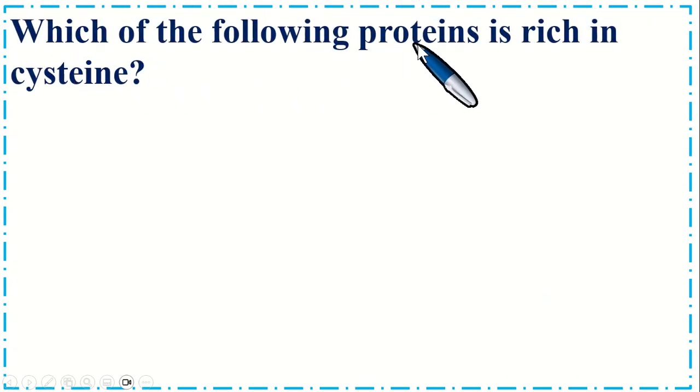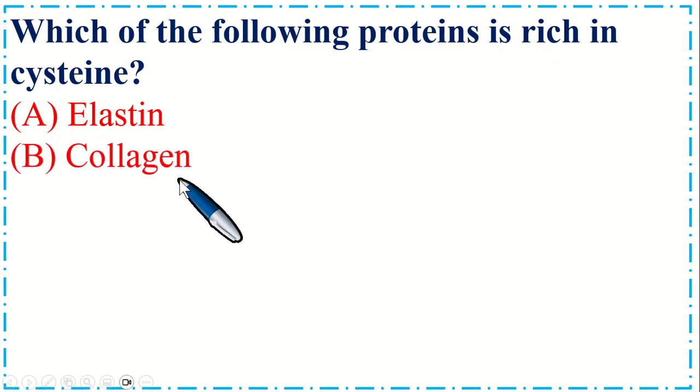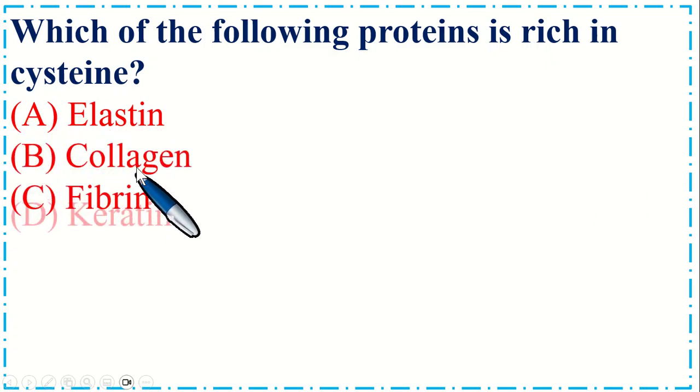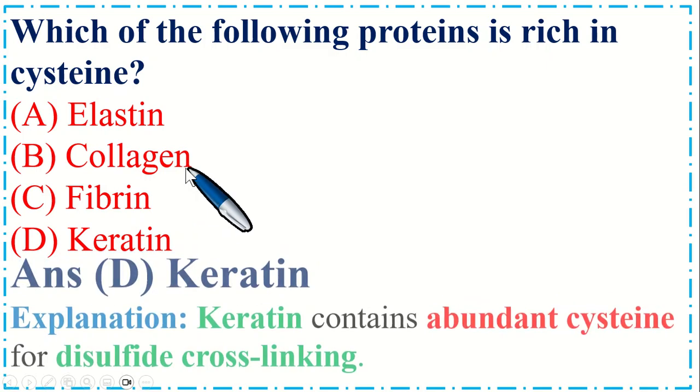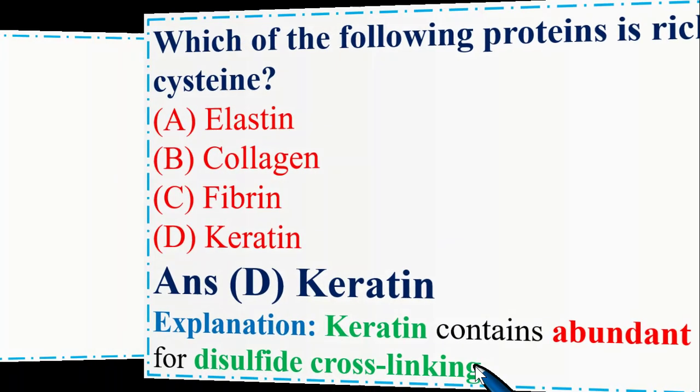Which of the following proteins is rich in cysteine? Option A elastin, B collagen, C fibrin, and option D keratin. So the correct option is D keratin. Keratin contains abundant cysteine for disulfide cross-linkage.